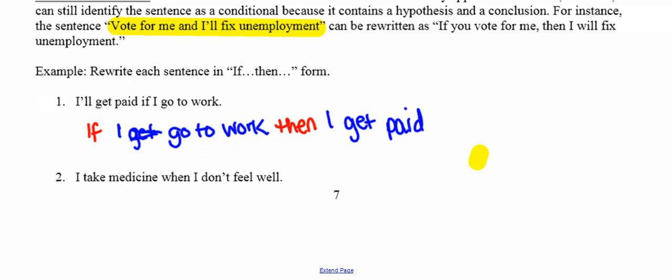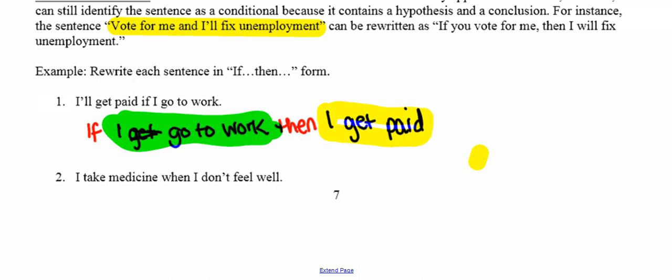Now this first part of it, the condition that has to be met, is called the hypothesis. So I go to work is the hypothesis. Think about that as the condition that needs to be met. The conclusion is what happens as a result of that condition being met. In this particular case, I get paid. So here, again, is my hypothesis, and this guy is called the conclusion.